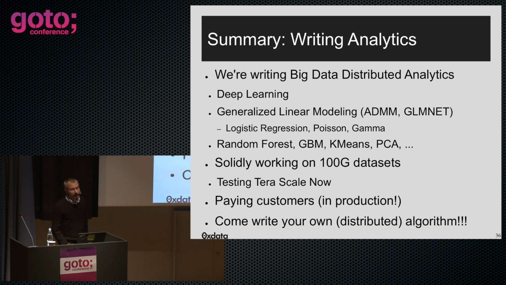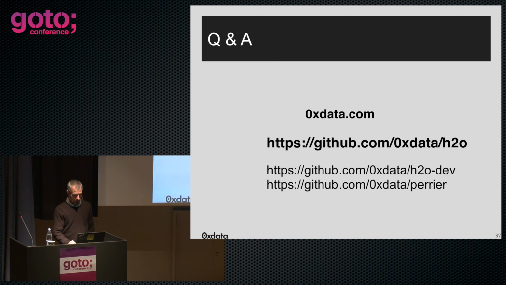And then we're writing big data distributed analytics. Lots and lots of algorithms we've written. We're working on more. We're solidly working on 100 gig data sets. That's sort of the nightly Jenkins test. So actually each post-push test is now doing something on that order of magnitude. We're doing terabyte scale stuff now. We definitely have customers using terabyte scale data right now. And we have paying customers in production, and it's all open source and free. So go download and play for big data.